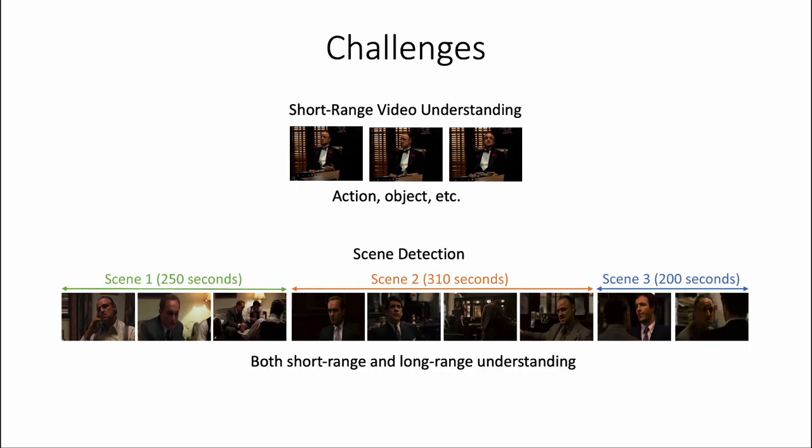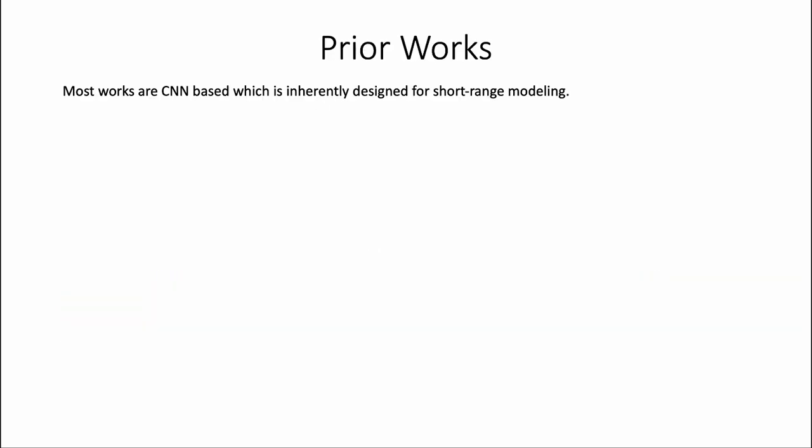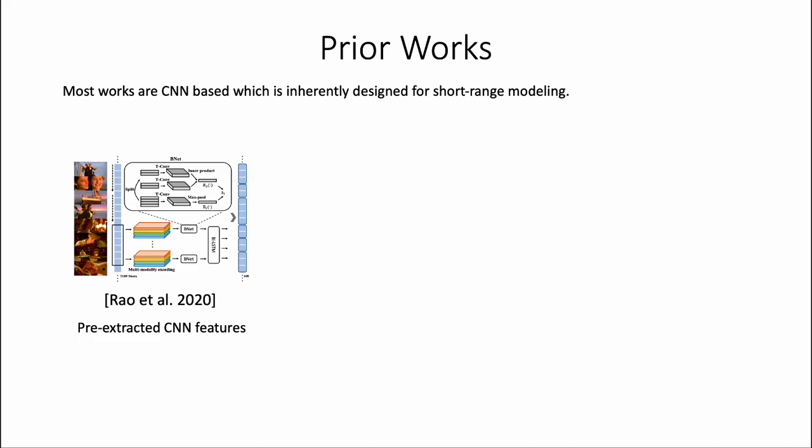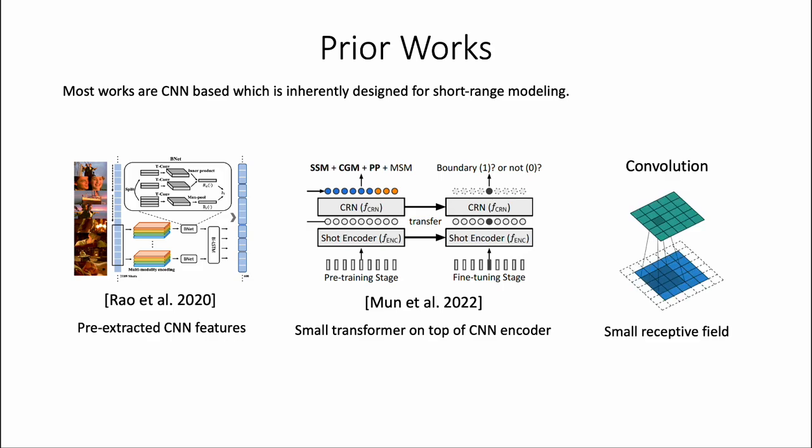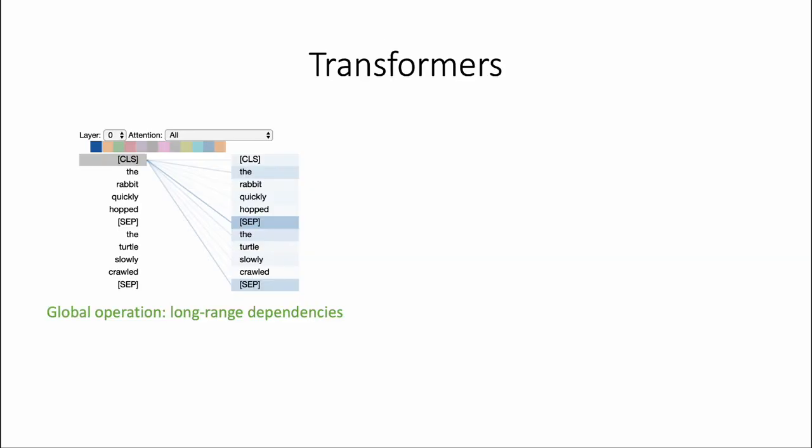For instance, to successfully recognize the scenes in this figure, we need to identify the visual concepts in each frame such as characters, objects, and backgrounds, while also reasoning about complex temporal events and activities. Most existing works operate on pre-extracted CNN features or use a small transformer network on top of a CNN encoder. However, we know convolutions are inherently built for short-range analysis and are limited by their small receptive fields.